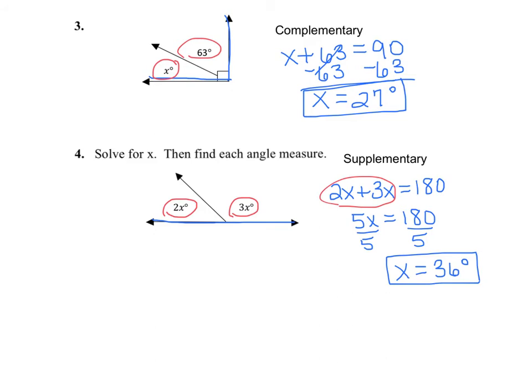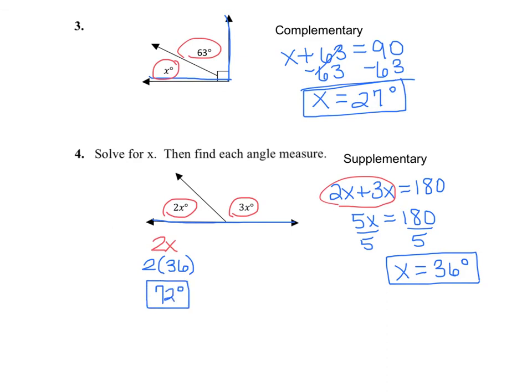So we have 2x. We know that x is equal to 36 degrees. So we're going to substitute 36 for our x here. So we have 2x, and we know x equals 36. So you're going to plug it in and substitute 36 for x. And then we have 2 times 36, and that's going to give you 72 degrees.